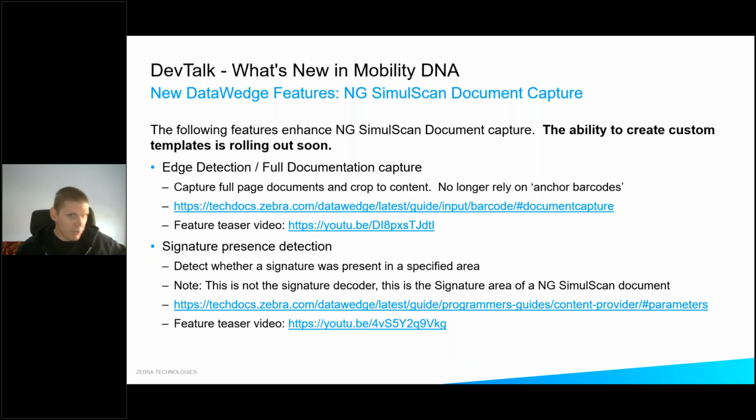Signature presence detection. So again, with your document here, say the signature was there, what you do in the template is you define a box. This is the area where the signature will be, and the signature presence detection is just a flag which will be true if it detects some kind of mark in that image. So it's not doing any kind of handwriting recognition. It's just saying there is a mark in this field, therefore the customer has signed.